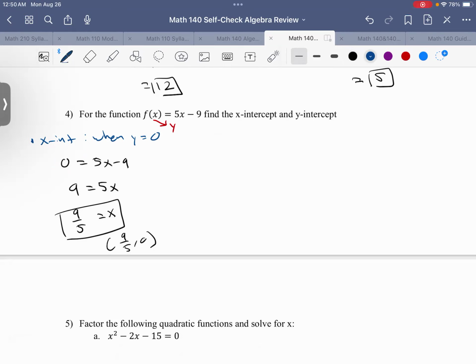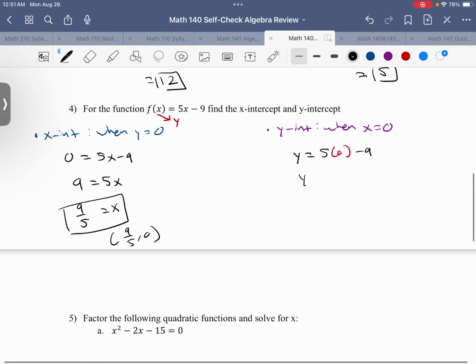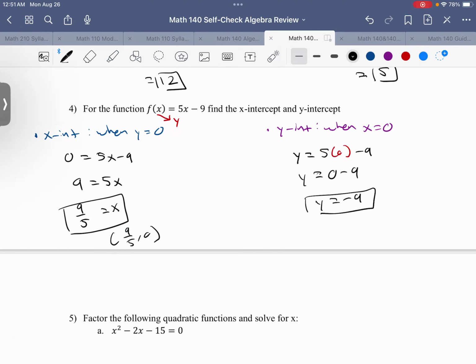Okay, so likewise, a y-intercept is when x equals 0. So now I'm just going to make x equals 0. So remember, f of x is y, that's our output. So I'll get y equals 5 times 0 minus 9. And so I'll just get y equals 0 minus 9. So y equals -9. So that is my y-intercept. And it'll be a point like 0, comma, -9.